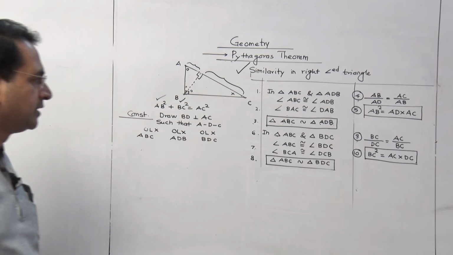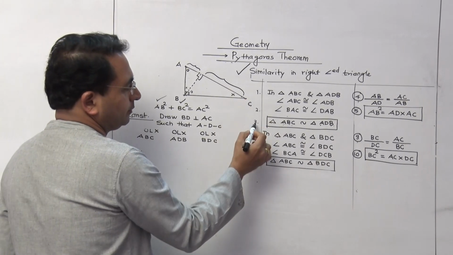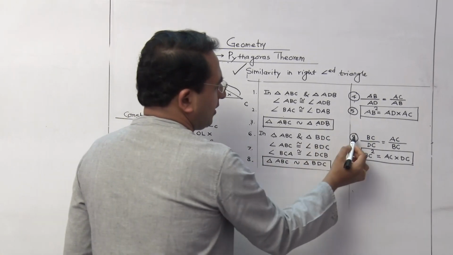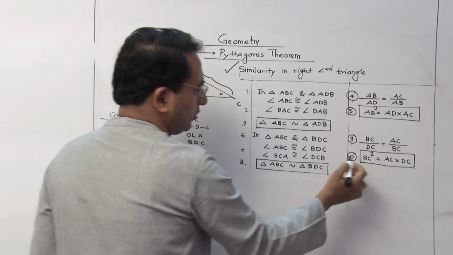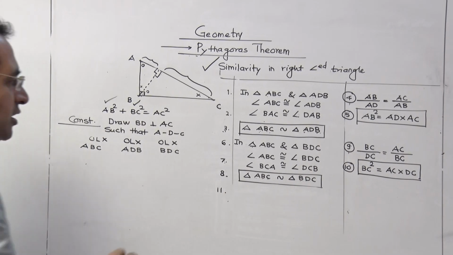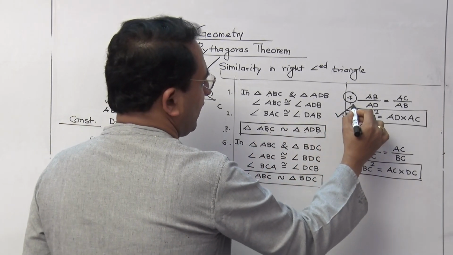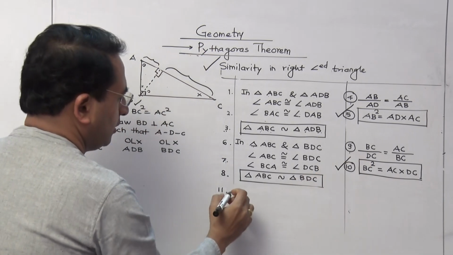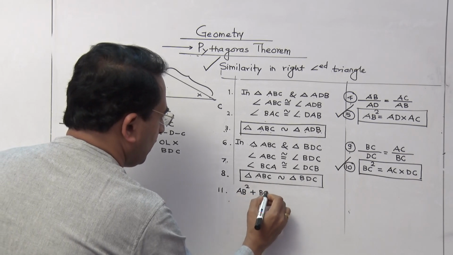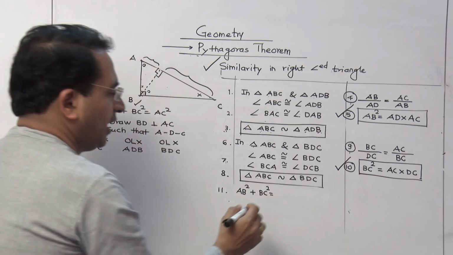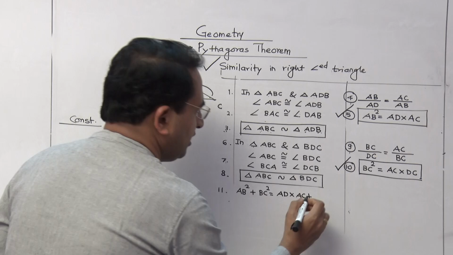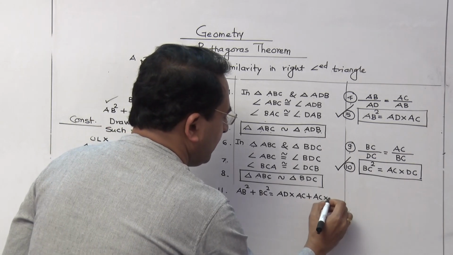Now, see here, statement number 1, 2, 3. Then this is 4 and 5. Statement number 6, 7, 8. Statement number 9 and 10. Now my statement number 11. What you have to do is add statement number 5 and statement number 10. So I am writing AB square plus BC square is equal to, what should you write? The right hand sides are also added: AD multiplied by AC plus AC multiplied by DC.